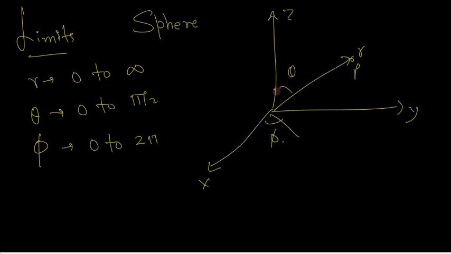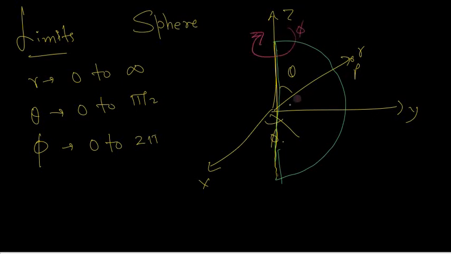sphere you have to first make a half circle. So for a half circle you have to rotate this line from here to here, and then rotate the disk. First you have to make the line, this half disk, then you have to rotate it like this in phi direction. So this was your r direction, this is your theta, and this is your phi rotation. So then it will complete the sphere.